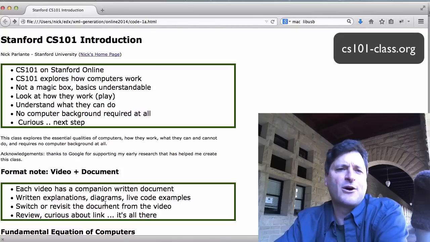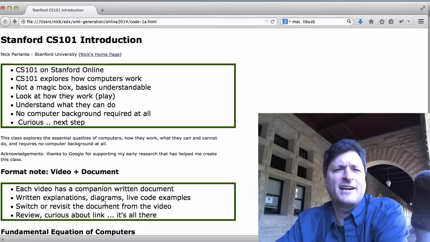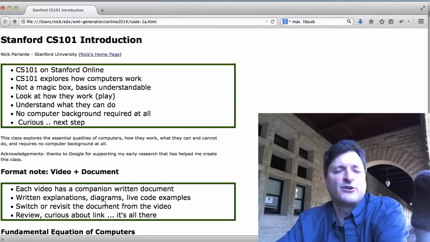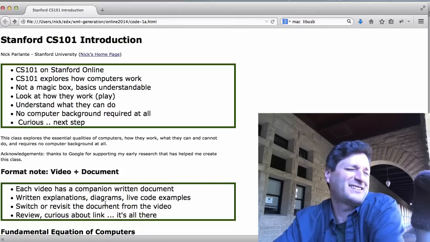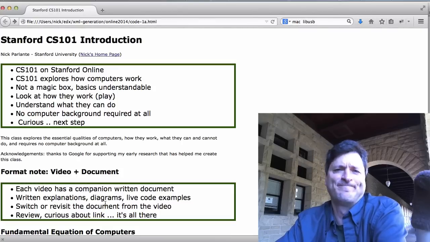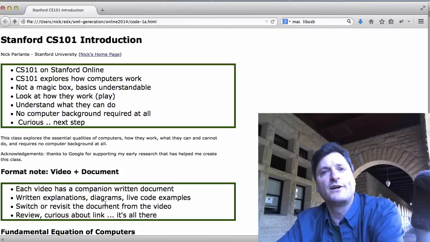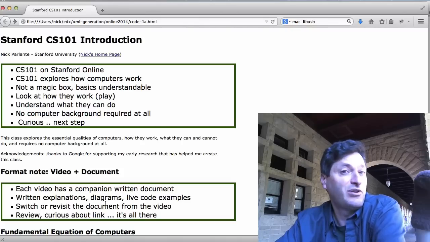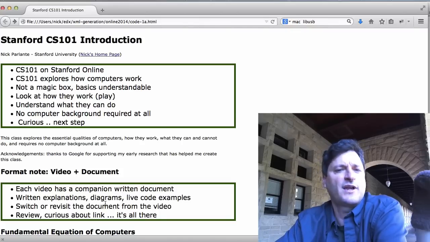CS 101 is about the basic features of how computers work. And I don't want you to think about the computer as some sort of magic box that you interact with every day, but you're a little iffy about what's going on in there. Because really the basics of how computers work are understandable by anyone. So in CS 101, we're going to really look inside the computer and get a feel for how it works and indeed play a little bit with how computers work.